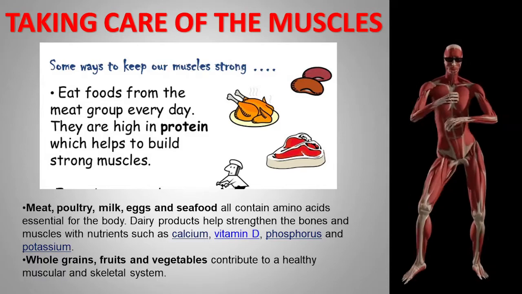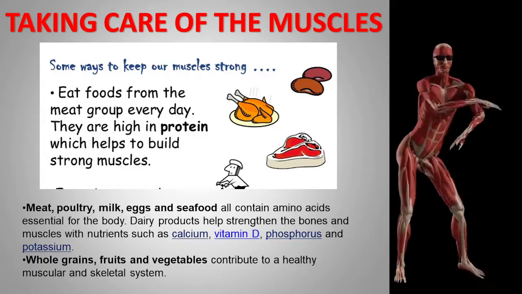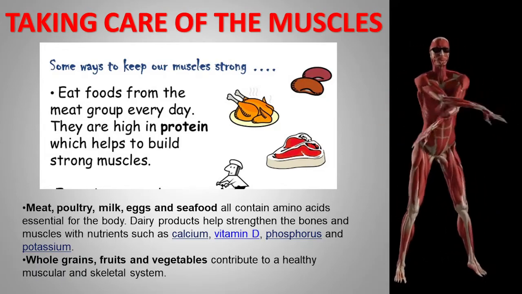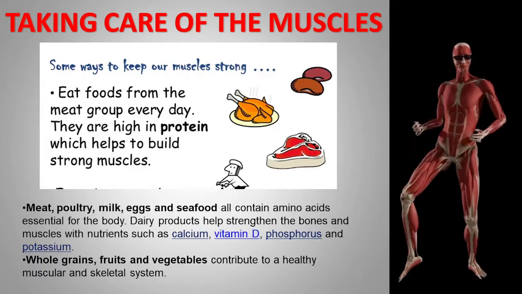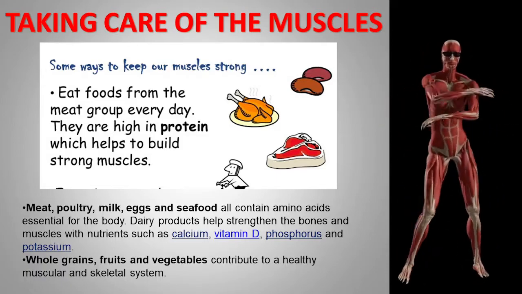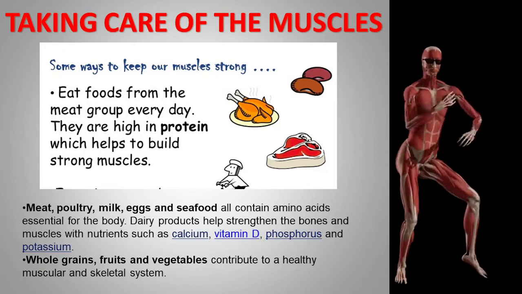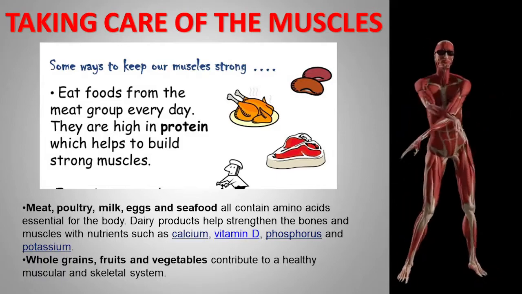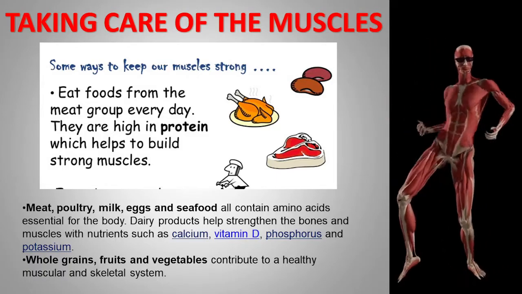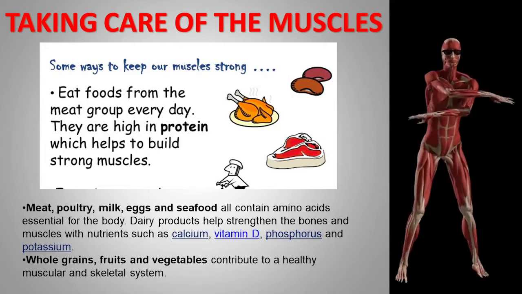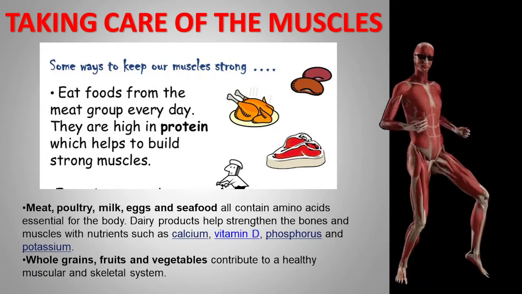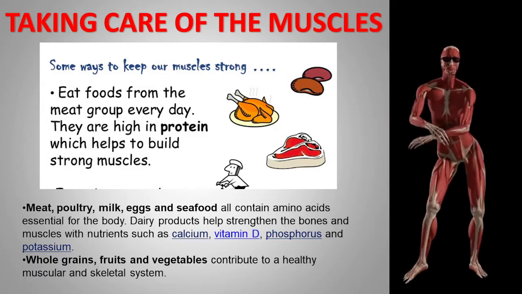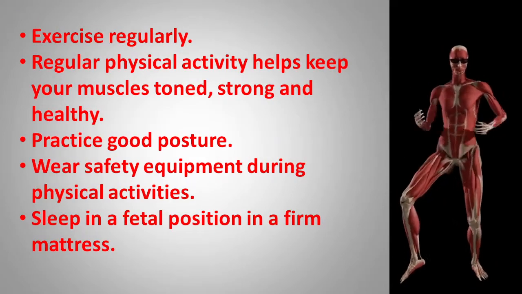So what are these foods? Meat products, poultry products like milk and eggs, and chicken. What else? Seafoods, fish, shrimp, then seashells, and dairy products like cheese. Okay, so it's very good for your muscles. Other food that you can eat are nuts, whole grains, and also fruits and vegetables. So it also is important for your bones and for your muscles.